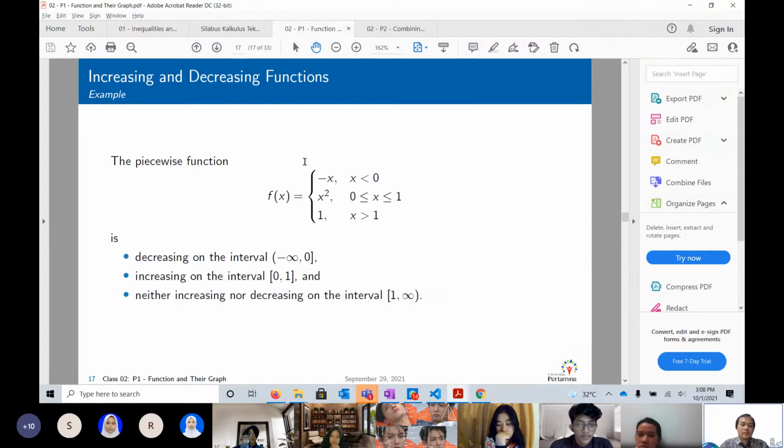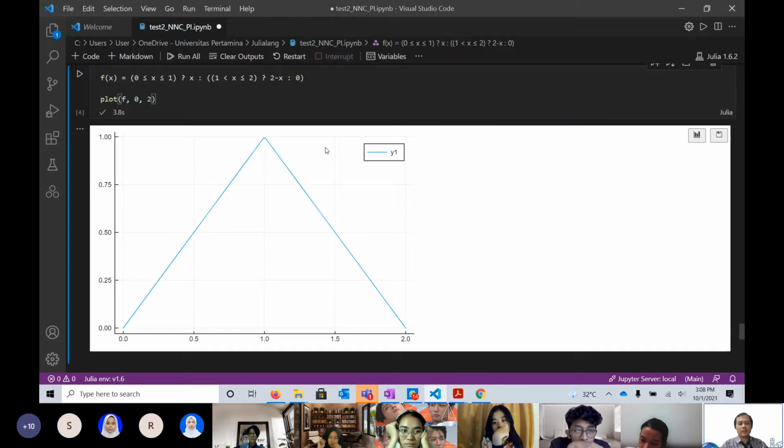We go back to the previous piecewise function. In this case, we have that the function f(x) is decreasing on the interval from -infinity up to 0. So if we pick the interval only from -infinity to 0, we know that the piecewise function f here is decreasing. So -x is a decreasing function, and this function is increasing on this interval because, okay, let's just look at the plot.